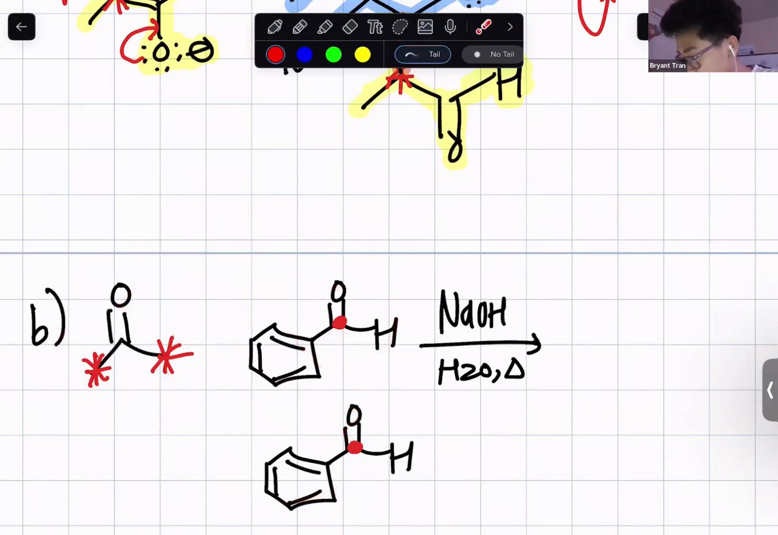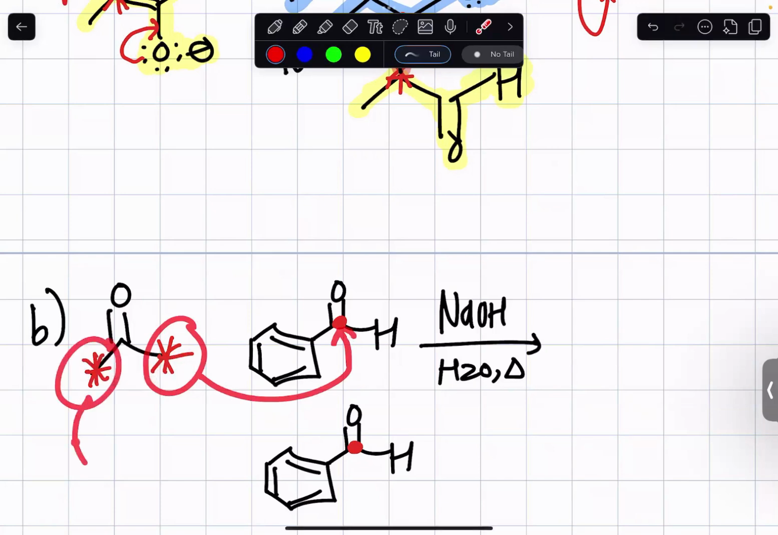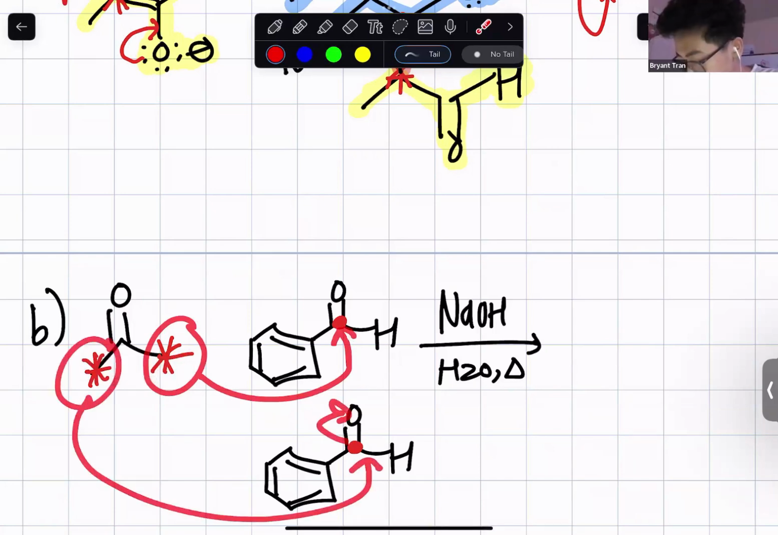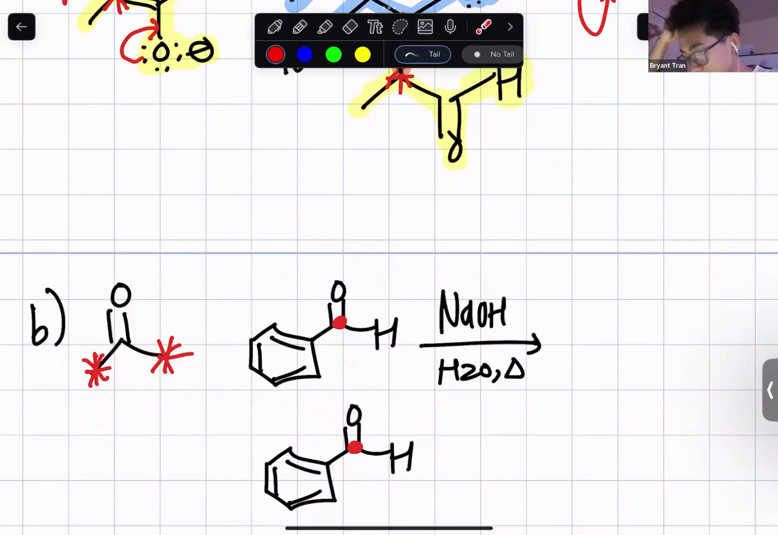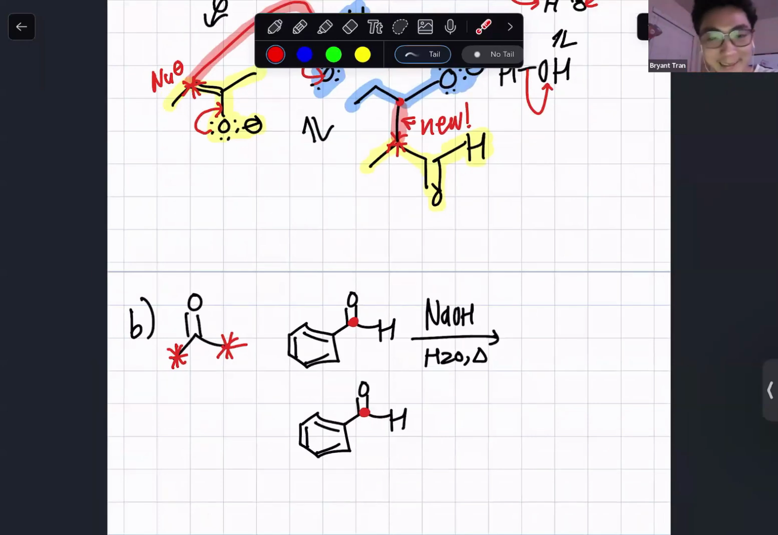So we're doing basically the reaction we just did two times. One time for this alpha carbon attacking that carbon, and another time using that alpha carbon attacking that carbon right there. It's the same mechanism we just did, two times. So try that out and then tell me what you get later on.